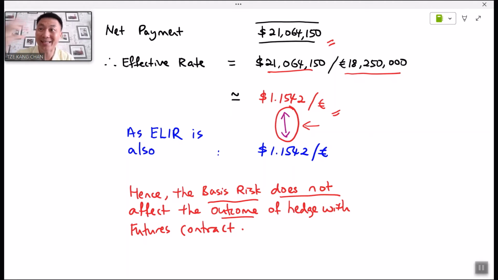Guys, with this part of the video, I hope that will give you a better and a clearer understanding of the processes to understand basis and determining, evaluating basis risk as far as futures contract is concerned.